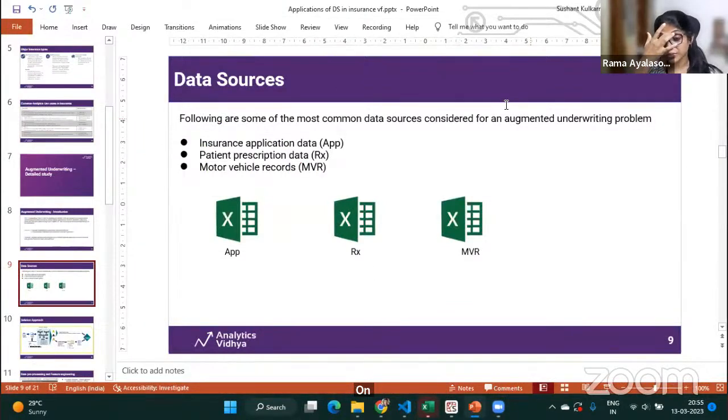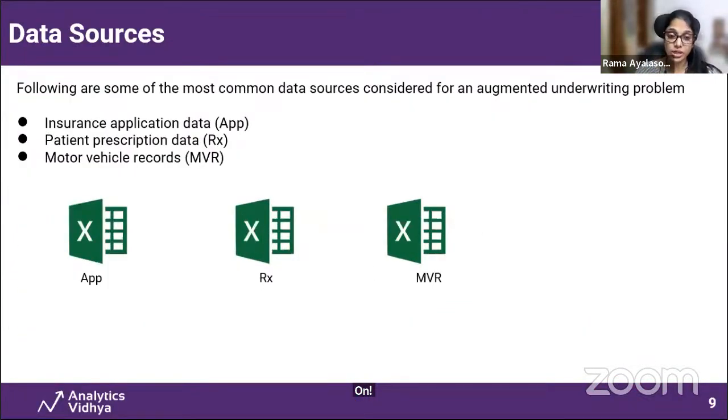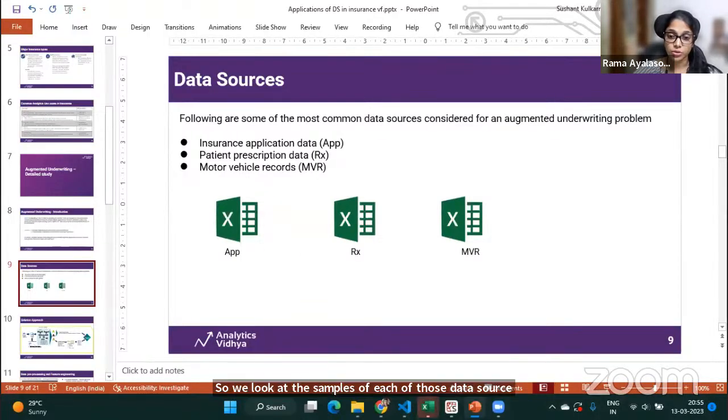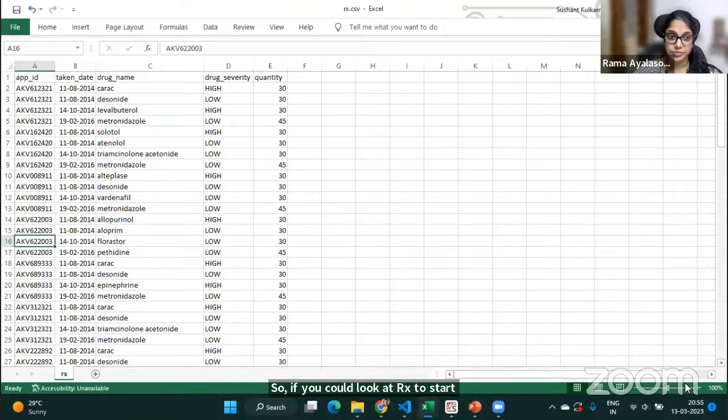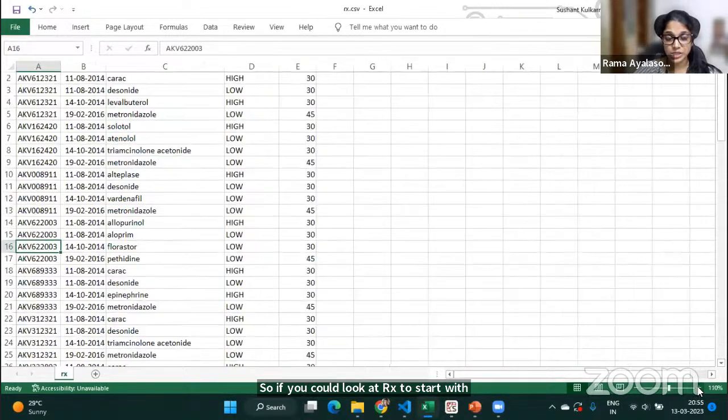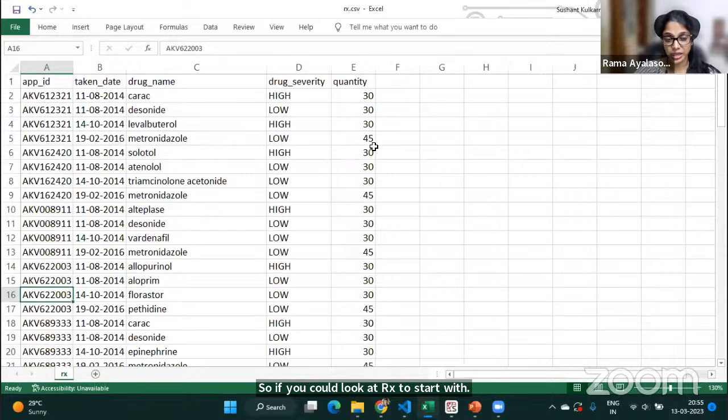So all of this information is covered in MVR data. So we look at the samples of each of those data sources. If you could look at RX to start with. Yeah, so RX data, as we discussed, it has again a unique identifier for the applicant, followed by drug details.